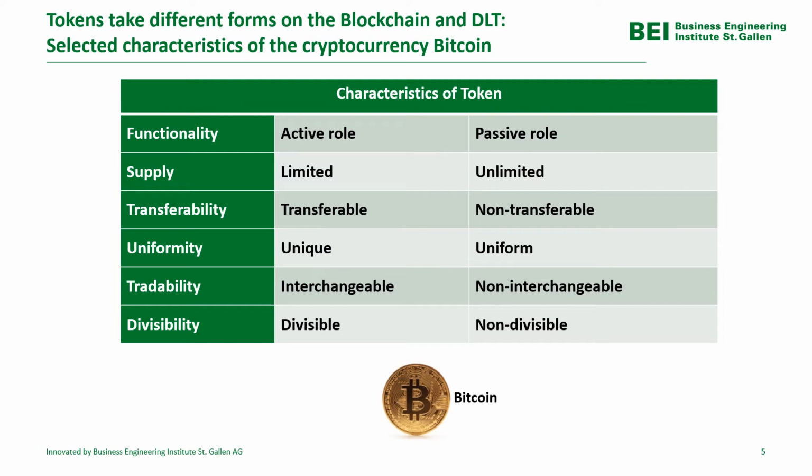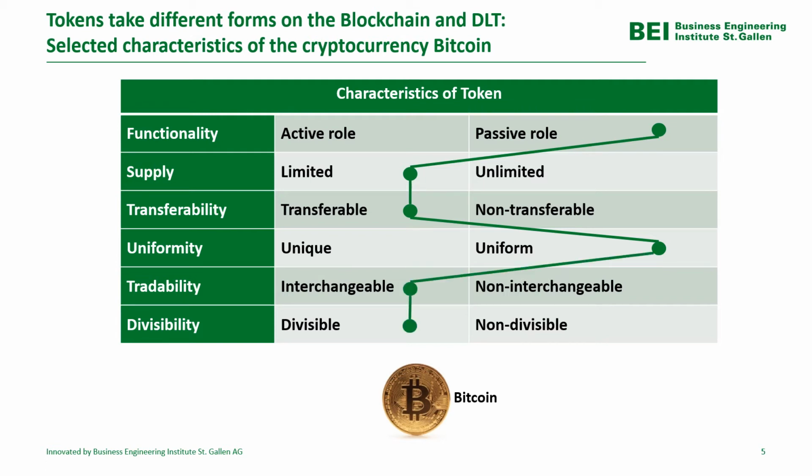Now we have one of the most famous cryptocurrencies here to classify it. That would be Bitcoin. And as you can see here, Bitcoin would take a passive role in the system. So it's a peer-to-peer electronic cash system. You can pay with it. The amount of Bitcoins is limited to 21 million Bitcoins in circulation someday in the future. Bitcoin is transferable to another person, and it is uniform to ensure interchangeability on a marketplace, on an exchange. And Bitcoin is also dividable.